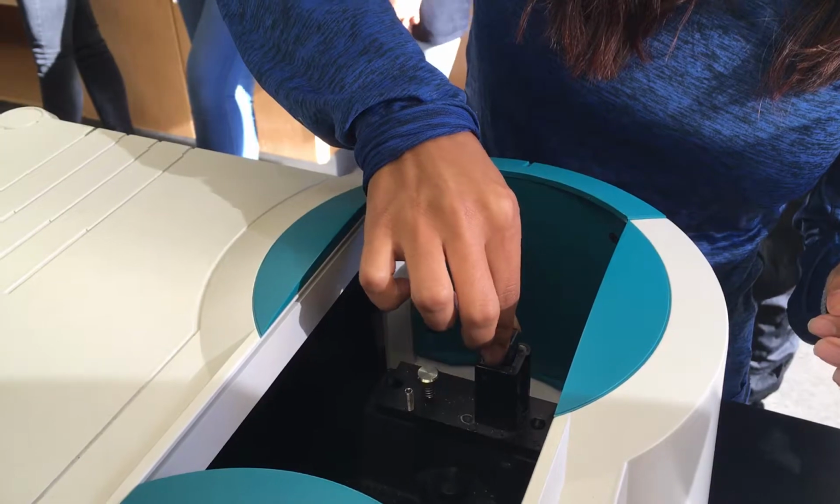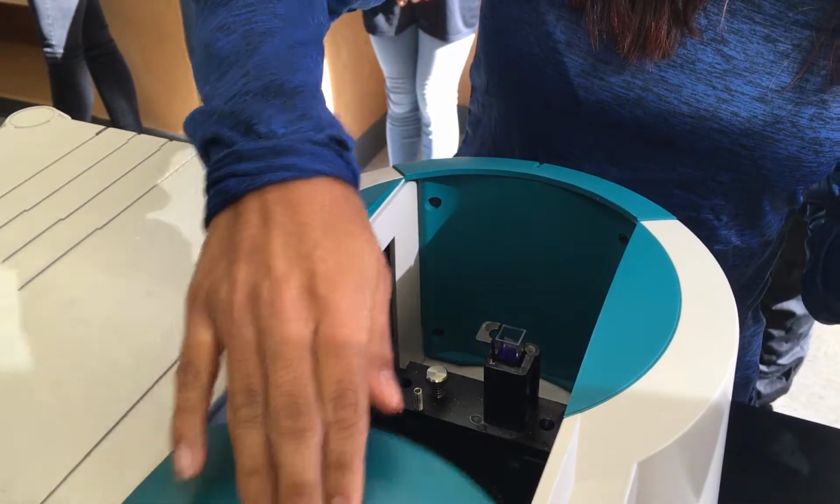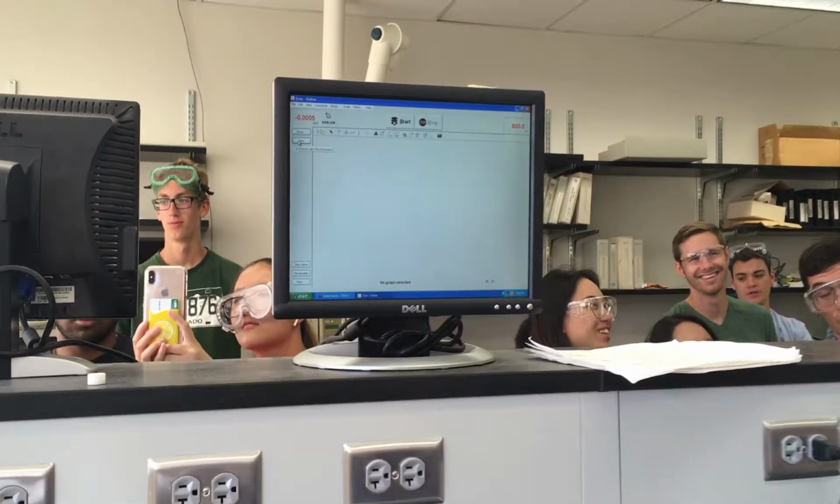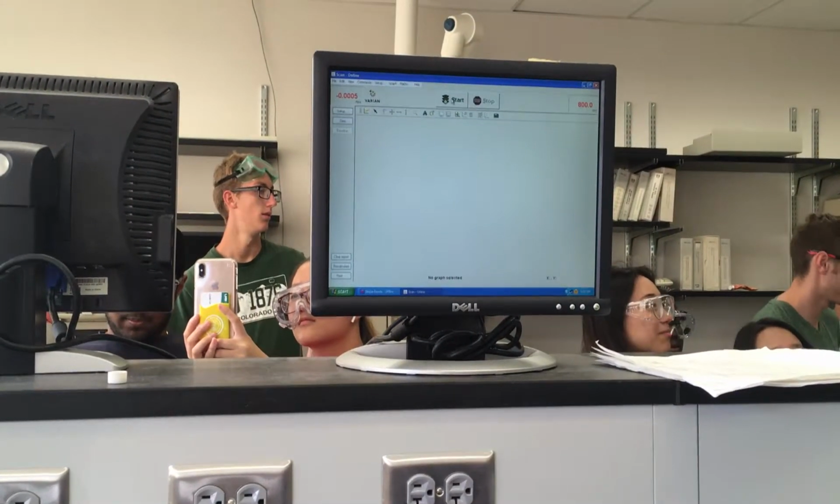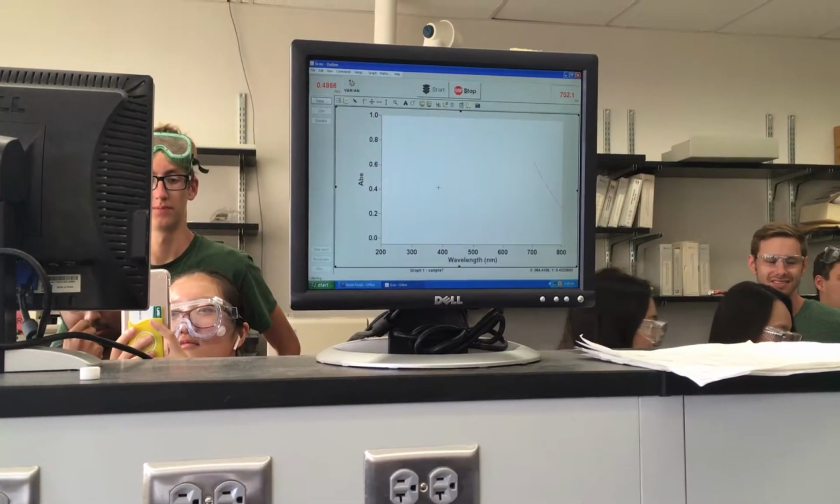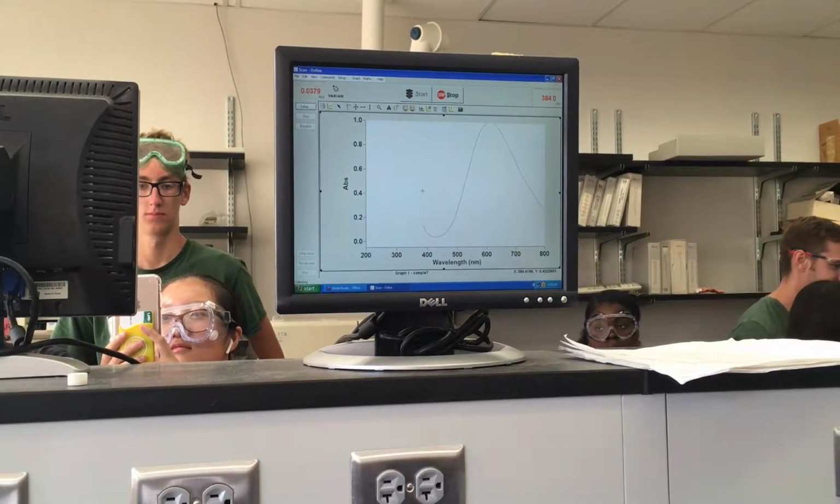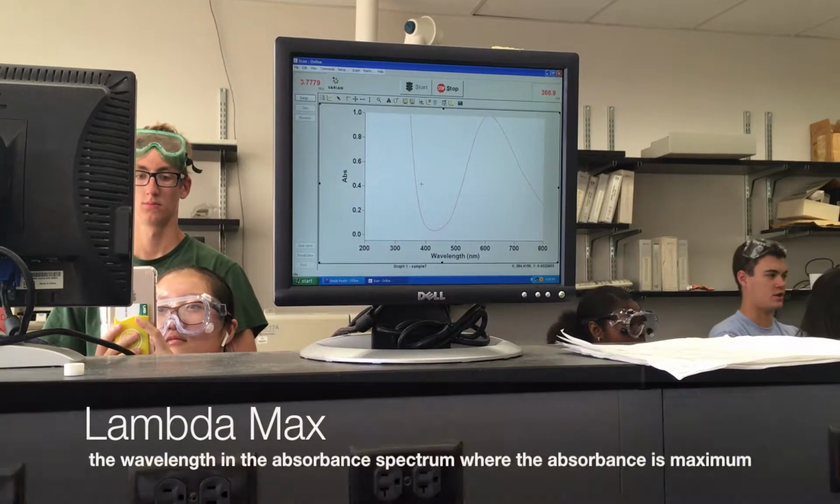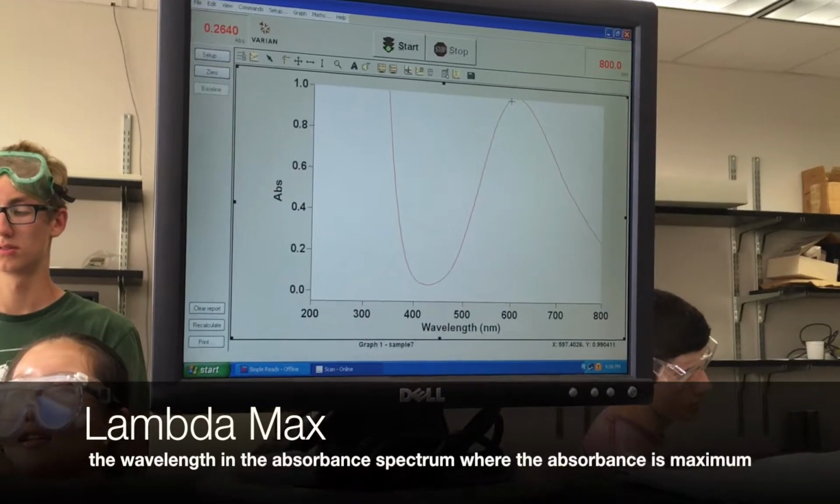Begin by scanning your stock solutions across all wavelengths. The spectrophotometer will produce a graph that will show you the absorbance of your solution at various wavelengths. You will need to determine the wavelength at which the absorbance has its highest peak. This is your lambda max.